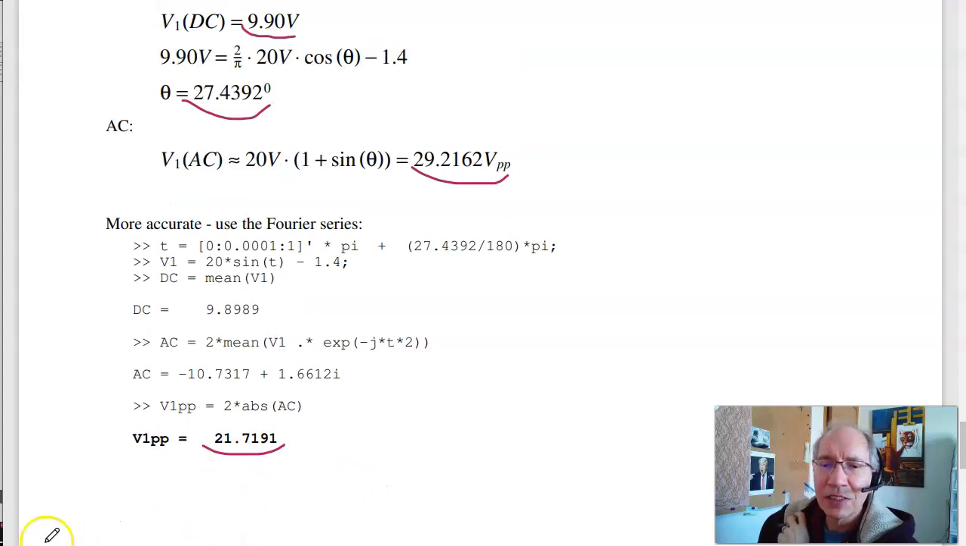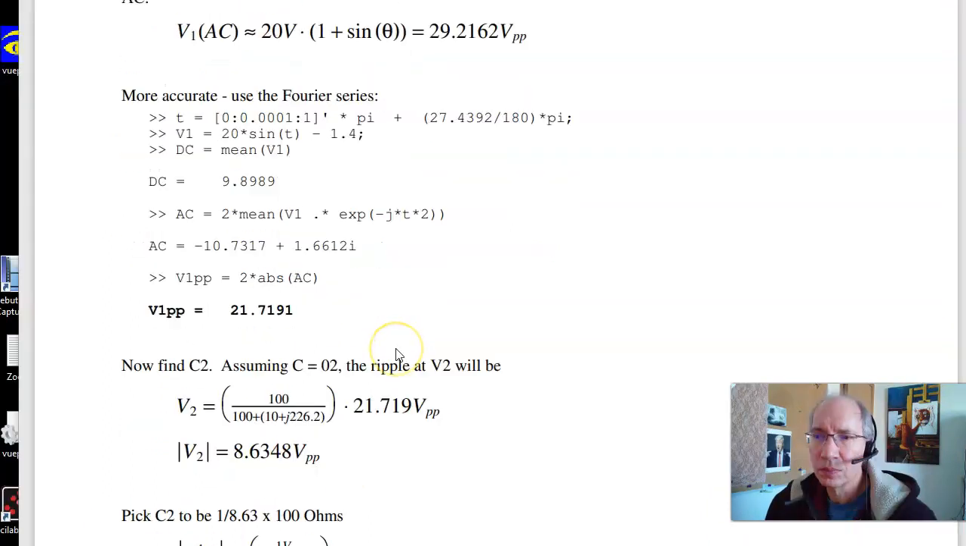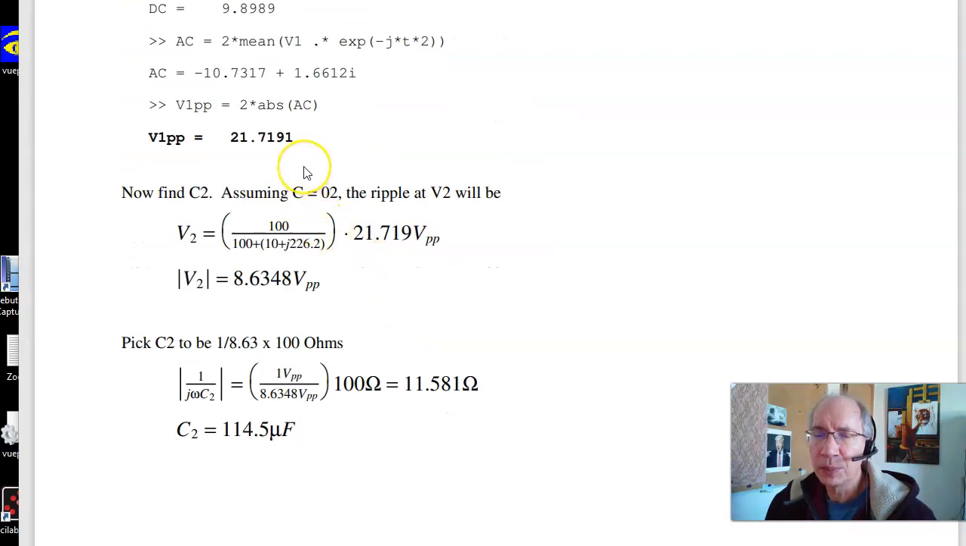To find C, now that we know V1 peak to peak, I can find C2. Assuming C2 is 0, I can calculate the ripple at V2. It's going to be 8.63 volts peak to peak, roughly. I want the ripple to be 8.63 times smaller, so pick the impedance of C2 to be 8.63 times smaller than 100 ohms. So we want it to be 11.58 ohms at 120 hertz. Solving for C2 is 114 microfarads.